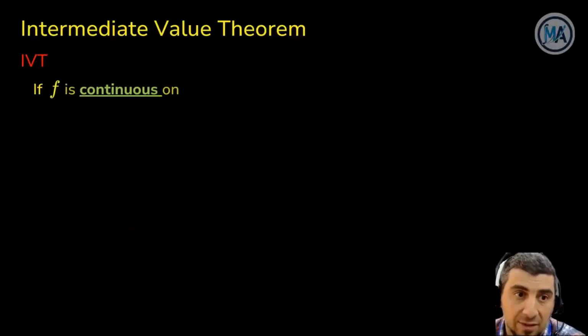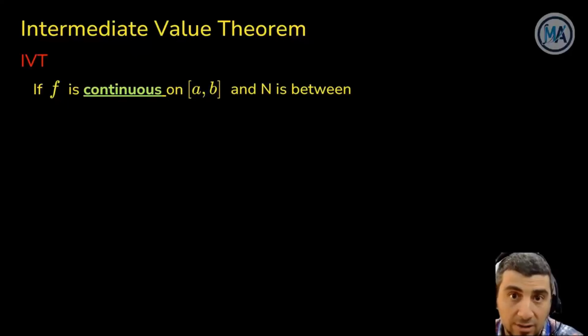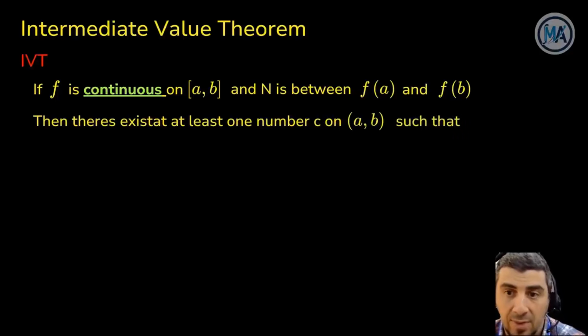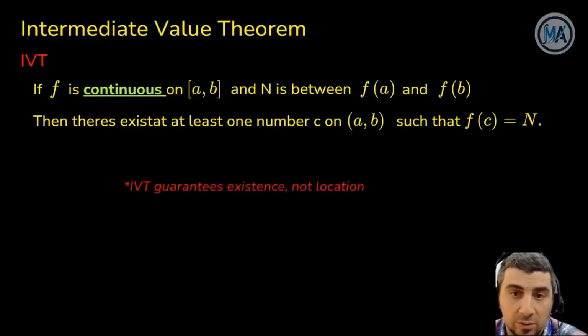This says that if f is continuous on the closed interval a to b and the constant n is between f of a and f of b, then there exists at least one number, we'll call it c, on the open interval a to b such that f of c equals that number.